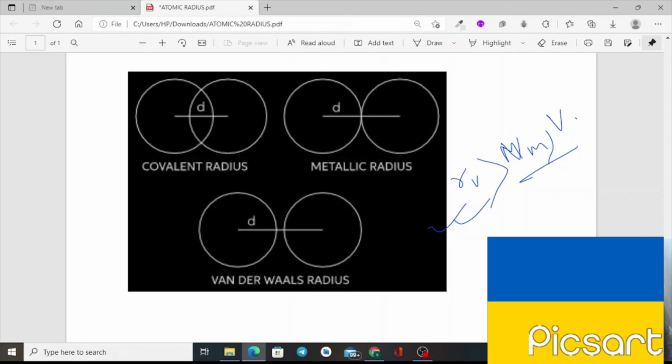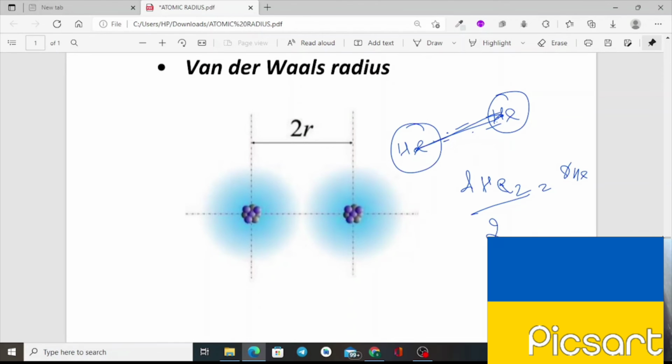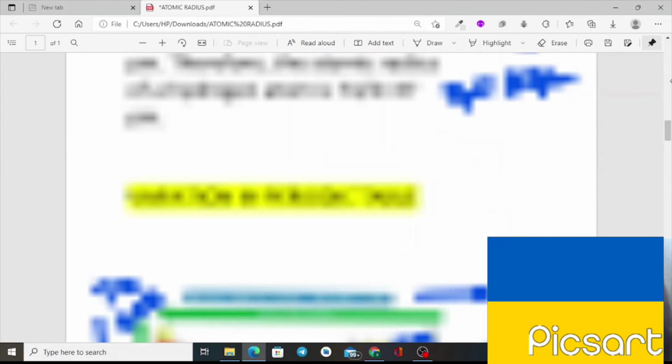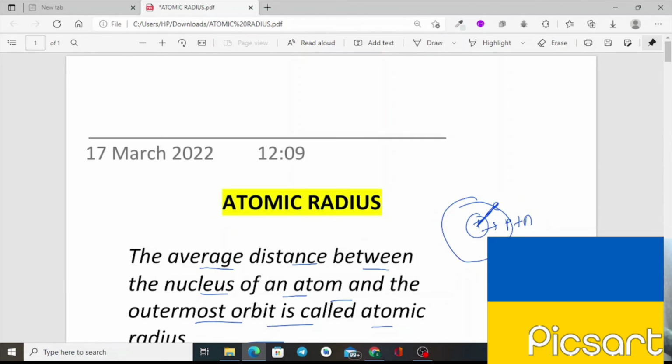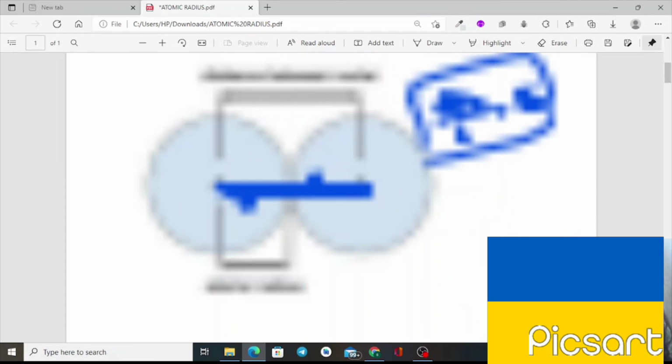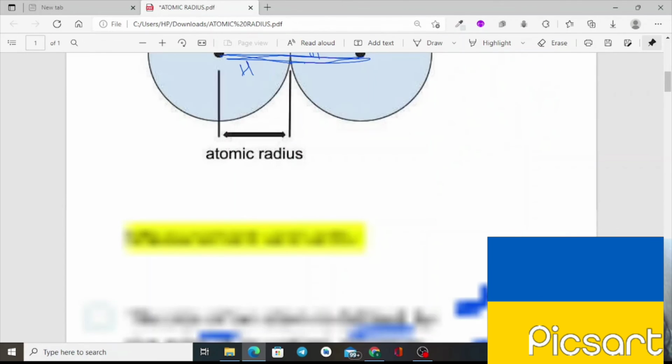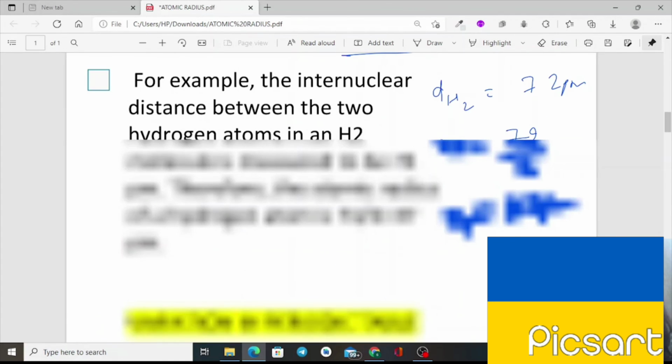Lastly, I would like to conclude the topic by giving a quick revision. We have understood what atomic radius is. Atomic radius is basically the average half of the internuclear distance between the nuclei of two atoms. We always find atomic radius in bonded state because the boundary of an atom is not fixed. That's why we always find atomic radius in bonded state, and I have given you an example.